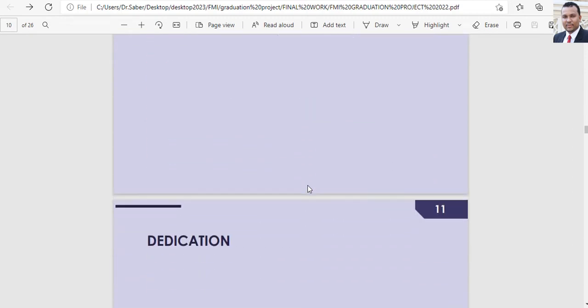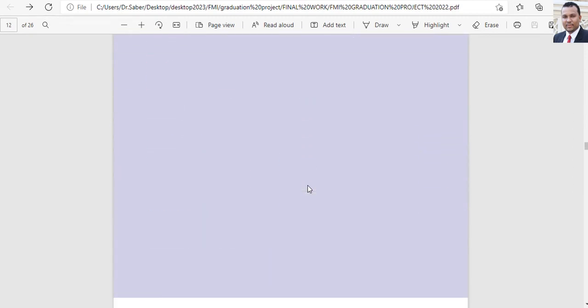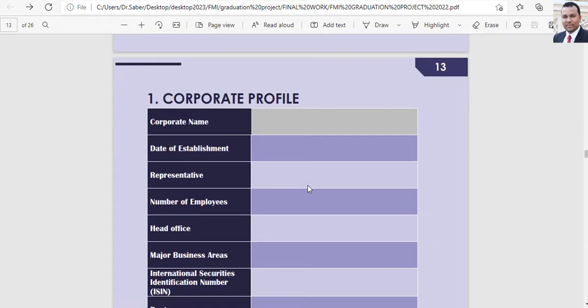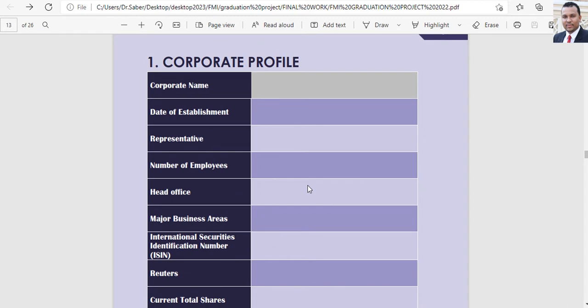And next, the first requirement in our graduation project is the corporate profile. When you select the corporate, you need to fill the following template. Number one, name, corporate formal name, date, and representative. When we talk about the president or the person who acts as a representative for this corporate, number of employees, and the head office and the major business area for this corporate or the sector.